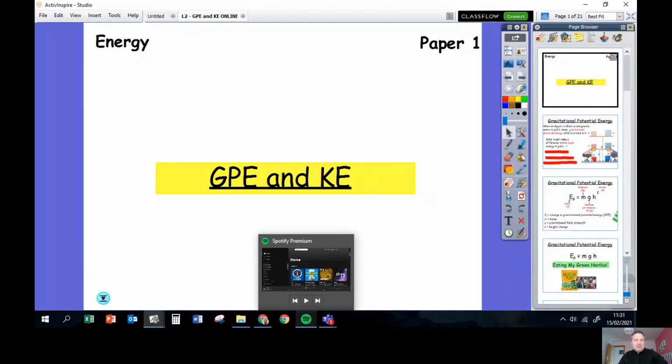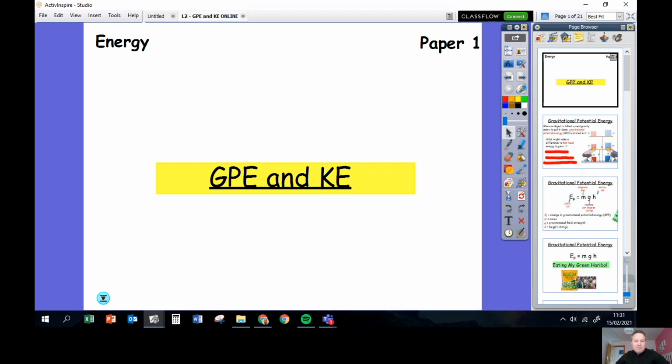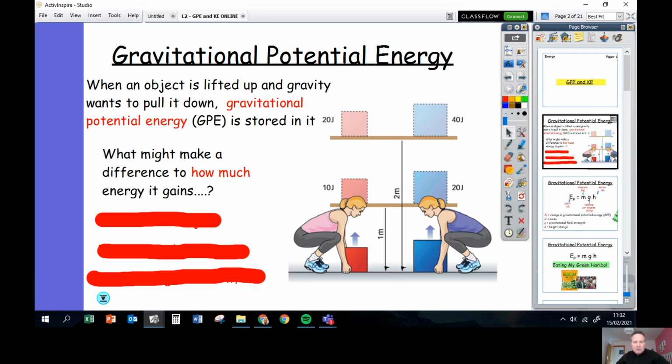Right, so our title is GPE and KE. You've probably figured out that that stands for gravitational potential energy and kinetic energy. So I'll be calling them GPE and KE in this lesson: gravitational potential energy and kinetic energy. Okay, so let's look at gravitational potential energy.